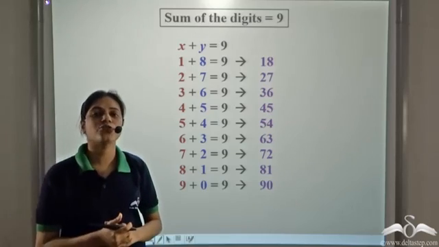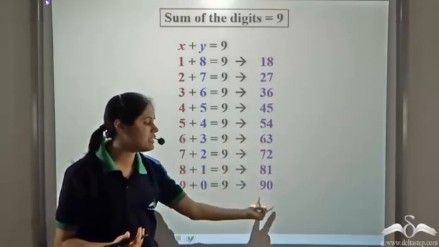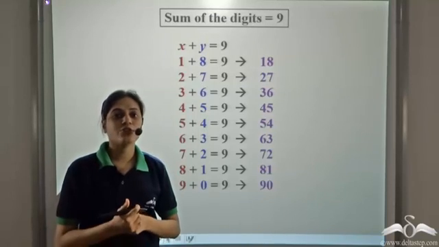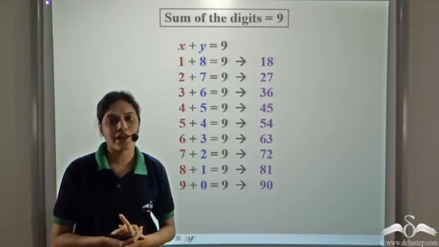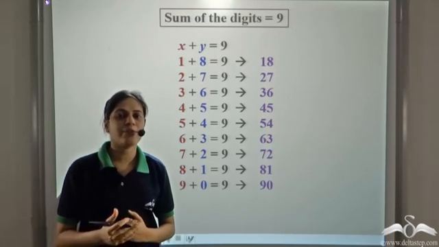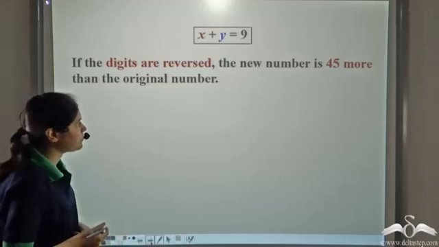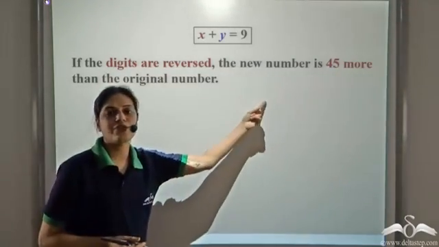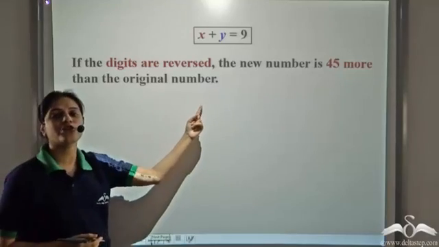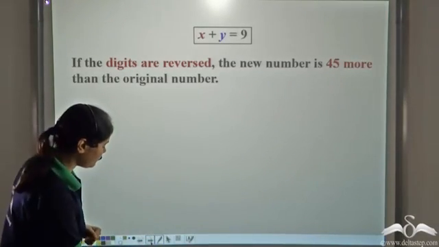Now let us come back to our game again. So from 90 numbers, you have got these 9 numbers. But you still have a long way to go because you need to tell me just one number. So let me help you once again. I'll give you one more hint. If the digits are reversed, the new number is 45 more than the original number. What was the original number?